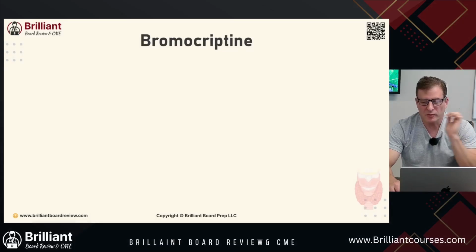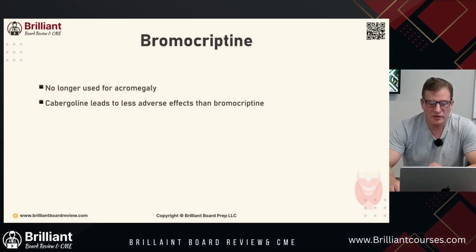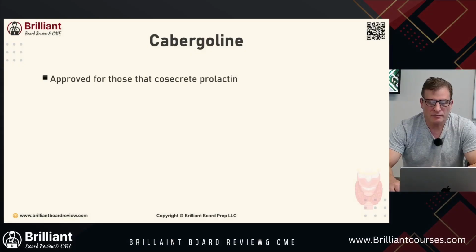Bromocriptine, we talked about bromocriptine before. It is no longer used for acromegaly. Cabergoline leads to fewer adverse effects than bromocriptine. Cabergoline is approved for those with a co-secreting prolactinoma.